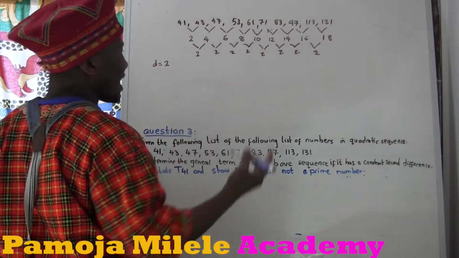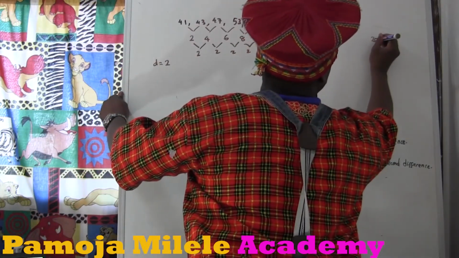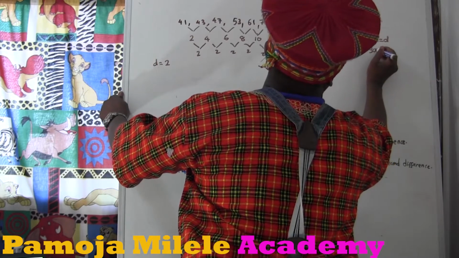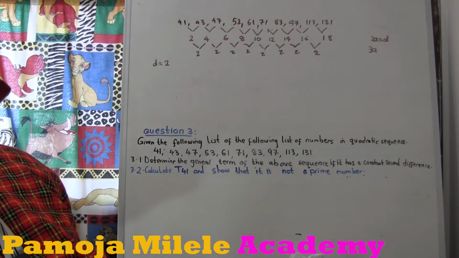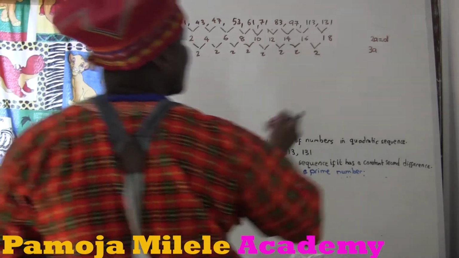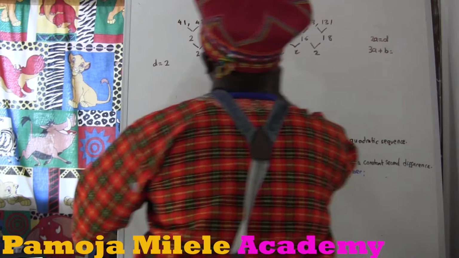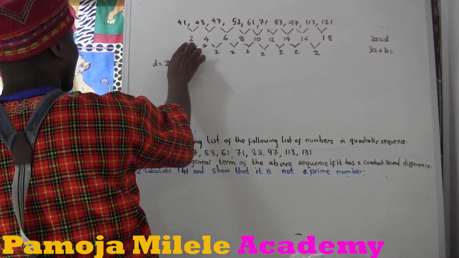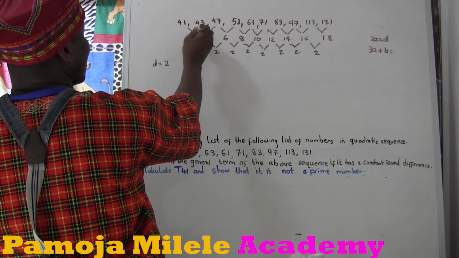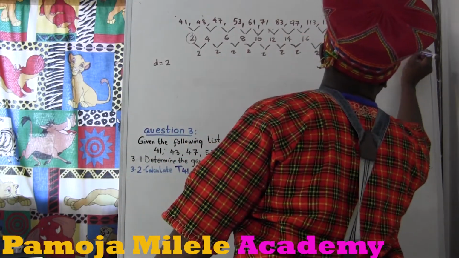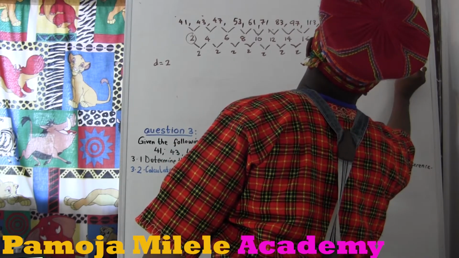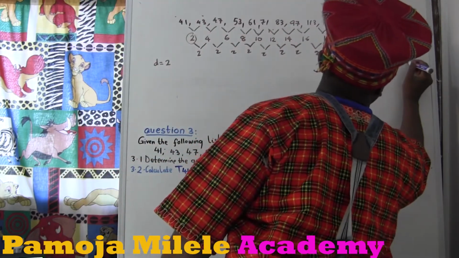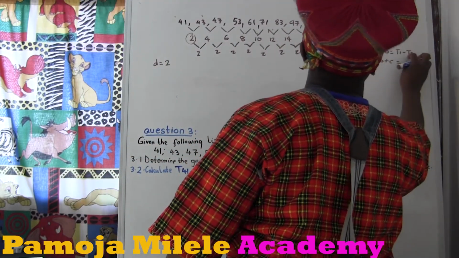For a quadratic sequence, I know I have 3 formulas. The first one is 2a equal to d. The second one is 3a plus b equal to term 2 minus term 1. And the last one is a plus b plus c equal to term 1, which is 41. You have to memorize this stuff. And d is equal to 2 here.